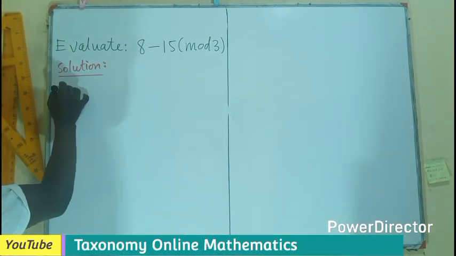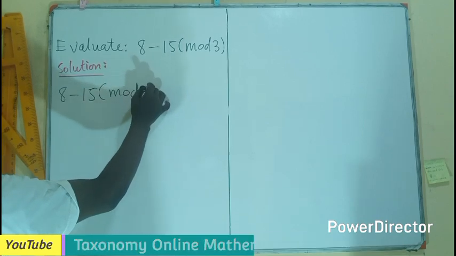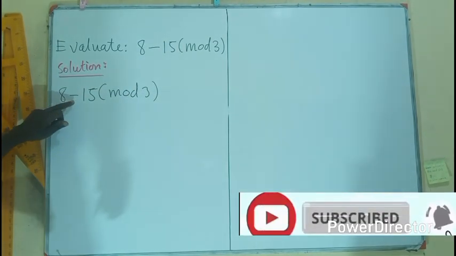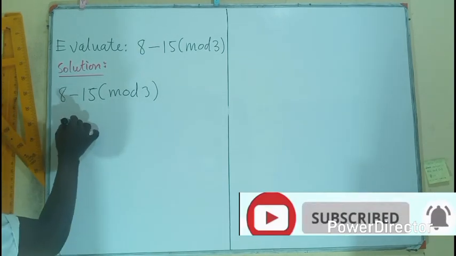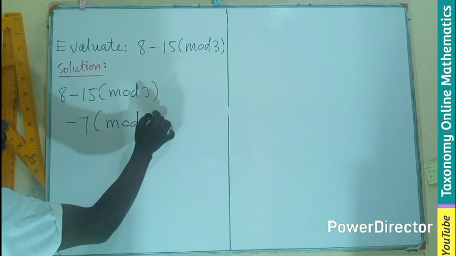We have 8 minus 15 in the mod of 3 to evaluate. So let's perform the subtraction. 8 minus 15 will give you negative 7 in the mod of 3.